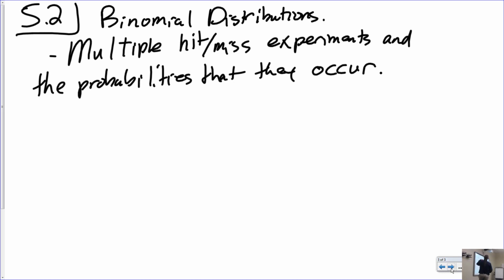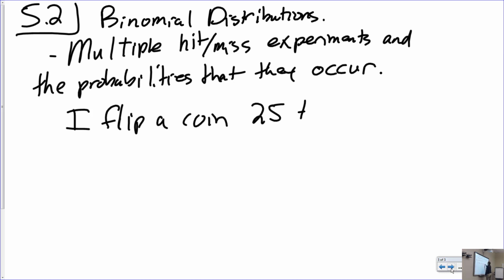So the book talks about a certain amount. The book likes to talk about discrete probability distributions when it talks about this. I like to call it the hit or miss experiments, okay? So the idea behind this is something along the lines of, I flip a coin, say 25 times.